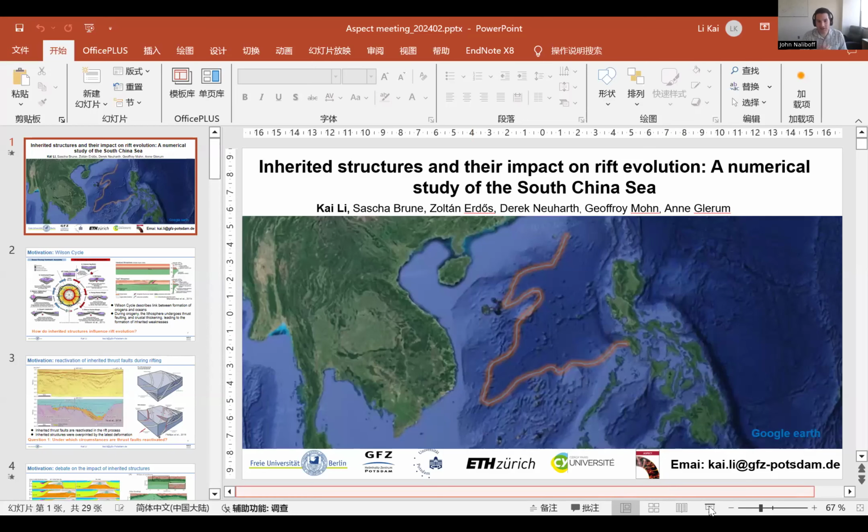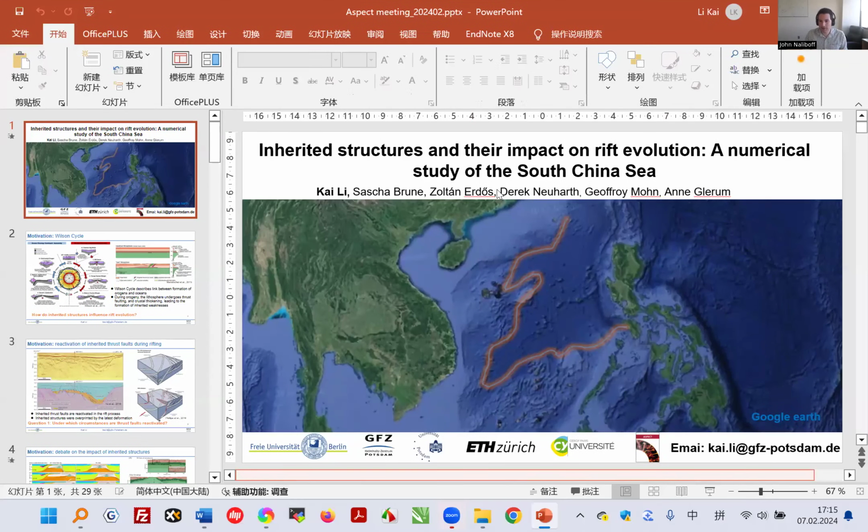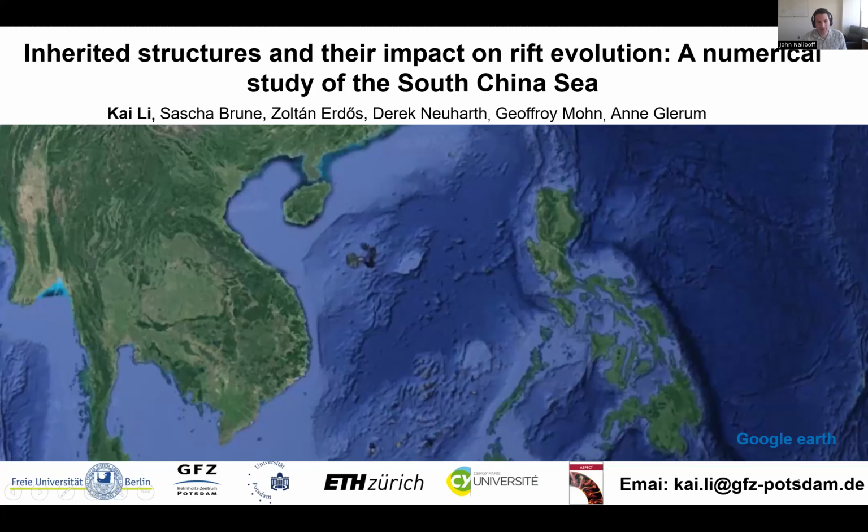Excellent. And the talk is on inherited structures and their impact on rift evolution, and the floor is yours, Kai. Yeah, thanks, John. And hi, everyone. I'm Kai from Germany. And today I will discuss the inherited structures and their impact on rift evolution. And this work is a cooperation with Sasha, Zoltan, Derek, Geoffrey, and Anna.